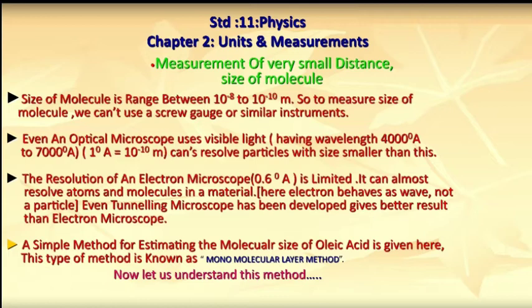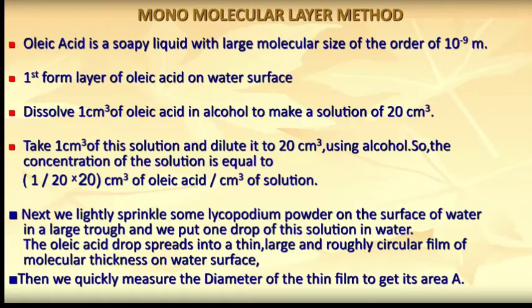This type of method is known as the monomolecular layer method. So now let us understand what the monomolecular layer method is. In this method, we are taking the oleic acid. The oleic acid is a soapy liquid with a large molecule size of the order of 10 raised to minus 9 meter. So what is the method here?